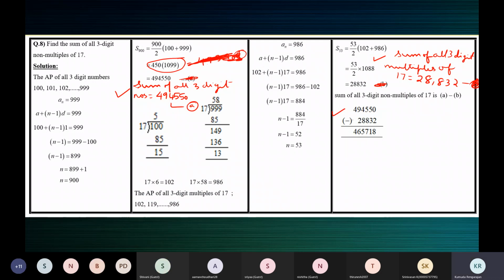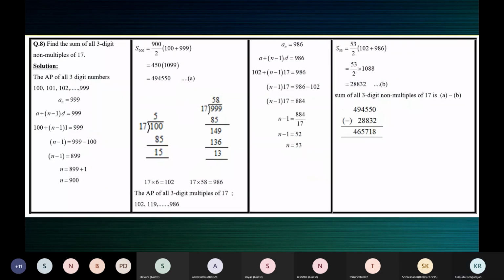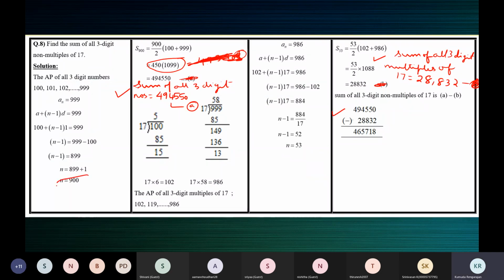Any questions, children? To find the sum, you need to know how many numbers you are summing. You need the value of n. Only then you can find Sn. So how will you find n? You should go to the last number in the AP. The last term in the AP will tell you the number of terms the AP has. So it's first about finding n.